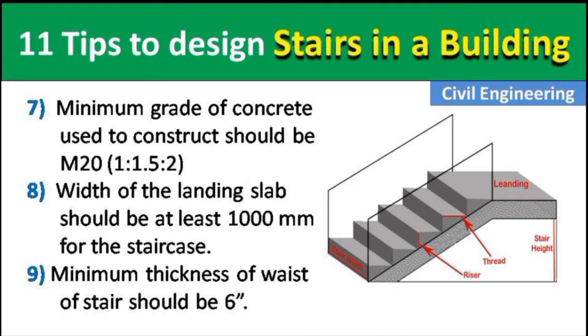Okay, now point number 9 is the minimum thickness of the waist of the staircase should be 6 inch. You can see in this picture this is the waist. Okay, this is known as the waist, so its thickness should be how much? 6 inch. Minimum it should be 6 inch as the thickness of this waist.